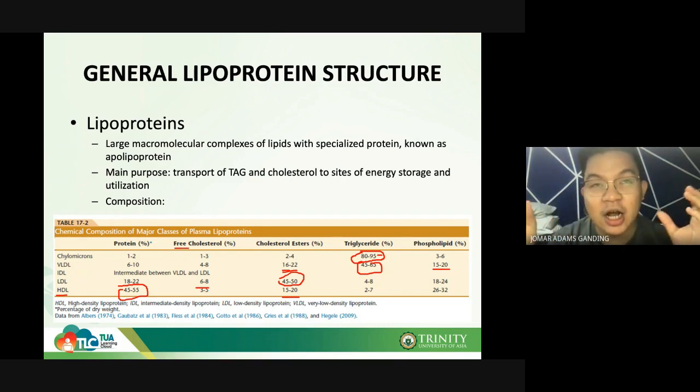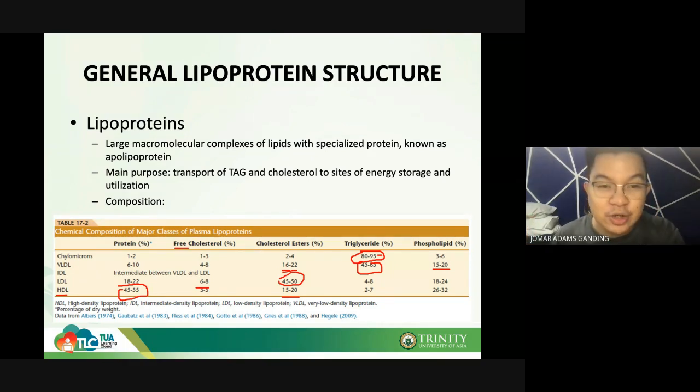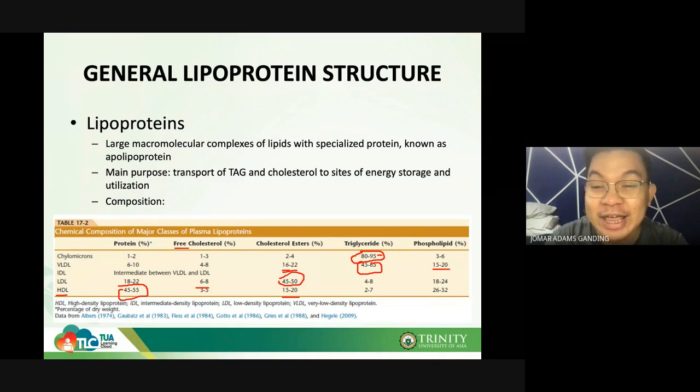Your LDL are a type of lipoprotein that delivers your cholesterol. Remember your cholesterol, like what we mentioned in our discussion a while back, is synthesized by your liver, correct? After being synthesized in your liver, it would need to be delivered to the proper places where it will be utilized, correct? So how will this cholesterol be transferred from the liver to the different parts of your body? That is through the help of your LDL.